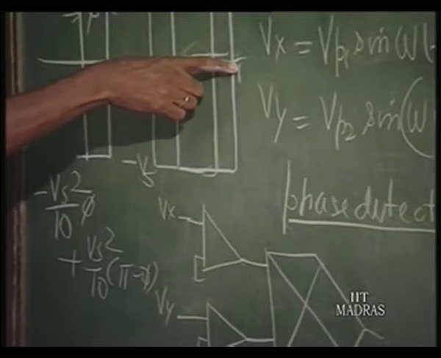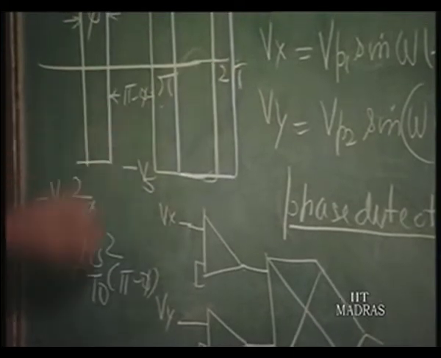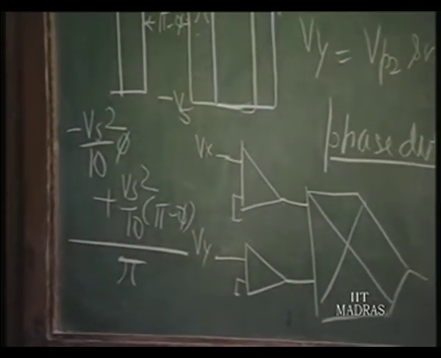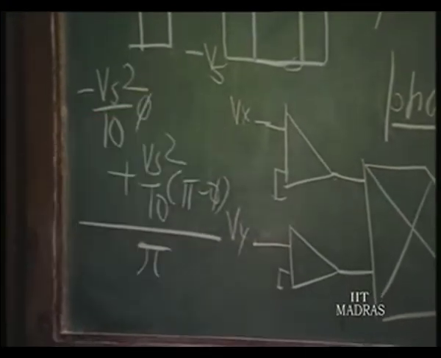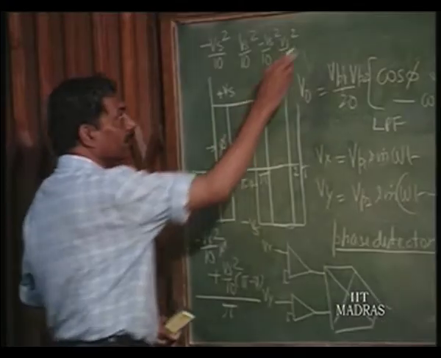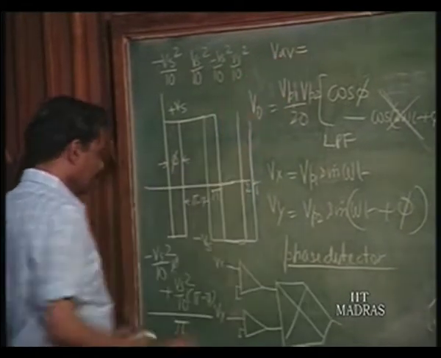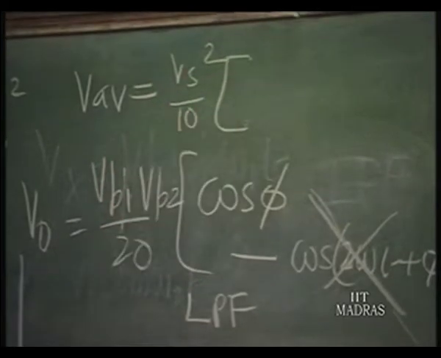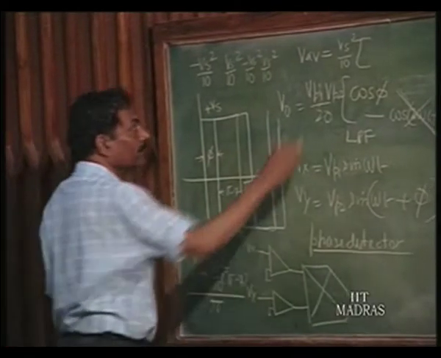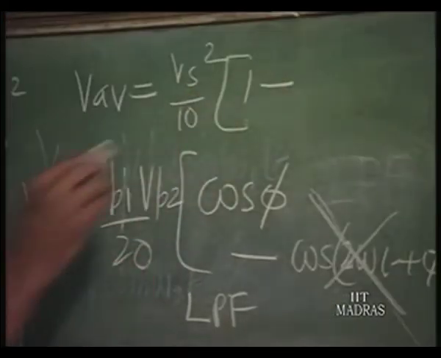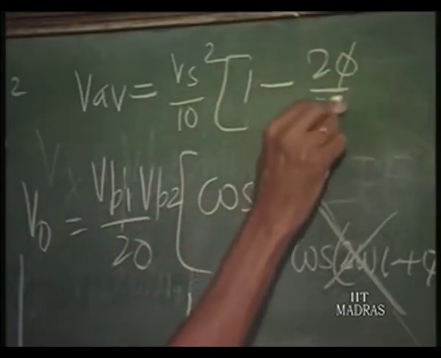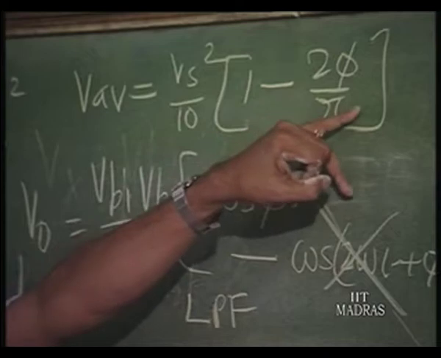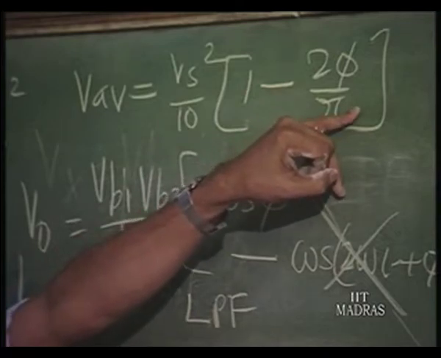Since it is getting repeated in the same manner, it is enough if we take the average this way and divide it by a total of pi itself. If you take the average for 2 pi also, it will be the same average. So, you get V average equal to Vs squared by 10, the pi and pi get cancelled, 1 minus 2 phi by pi. You can see that the average DC component is directly proportional to phi. So, this becomes a linear phase detector.